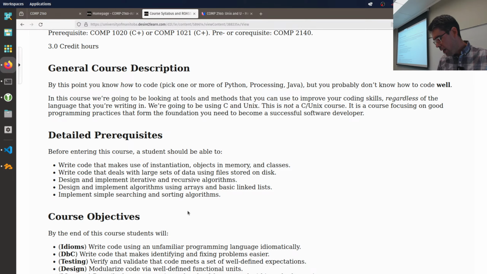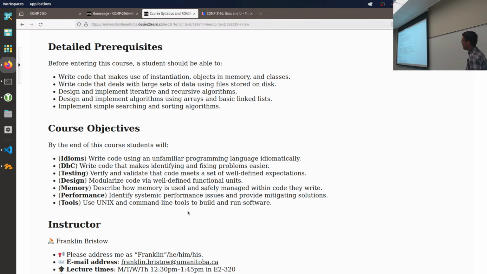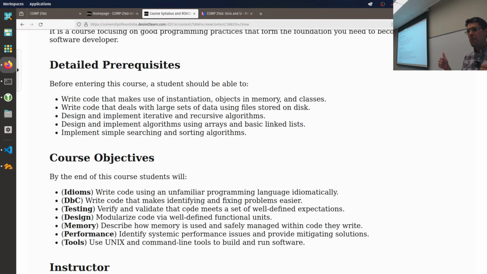The things that I want you to be able to do before you're coming into this course, the detailed prerequisites of this course, is that big enough for everyone in the back before I keep talking about this? Should I make it bigger? I can make it a little bit bigger. I know you're all giving me thumbs up, but I'm going to make it bigger anyway.